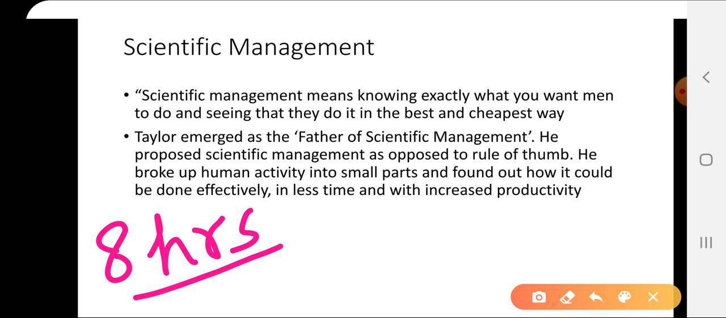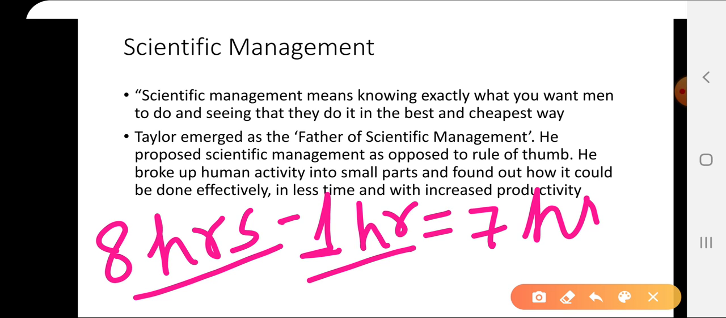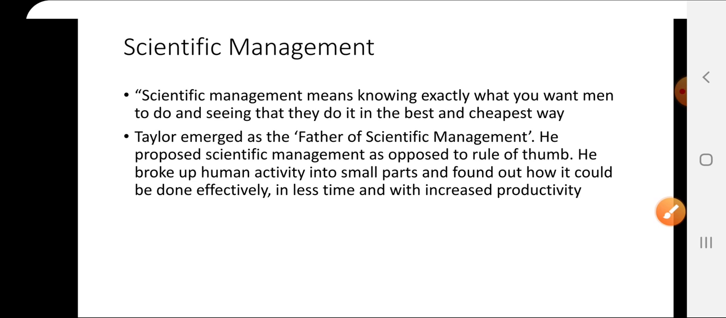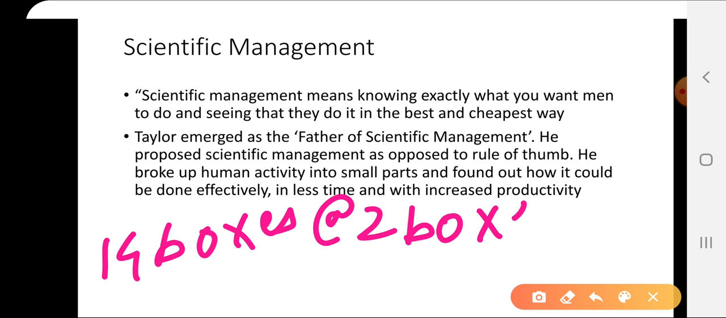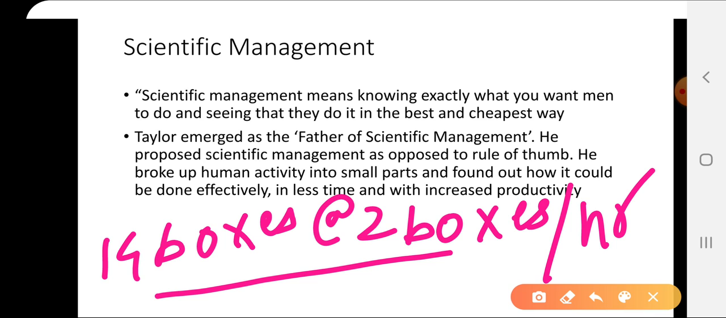Now, let's say a worker works for 8 hours per day, and let us deduct 1 hour for rest and lunch, so total 7 hours, right? So it means a worker has to work for 7 hours. Therefore, in 7 hours a worker makes 14 boxes at 2 boxes per hour. Now this is the standard task a worker has to do.